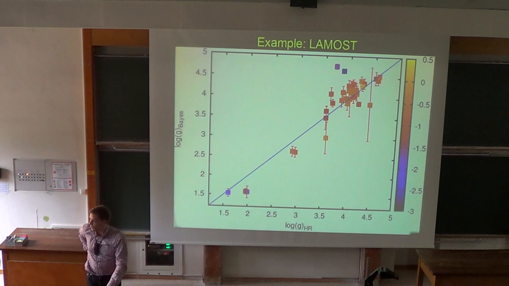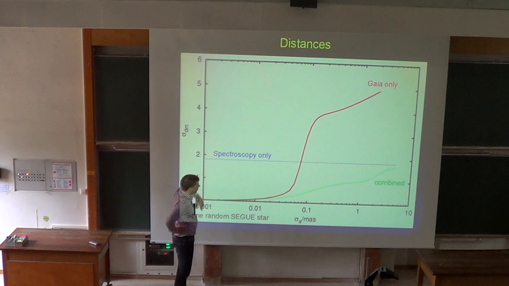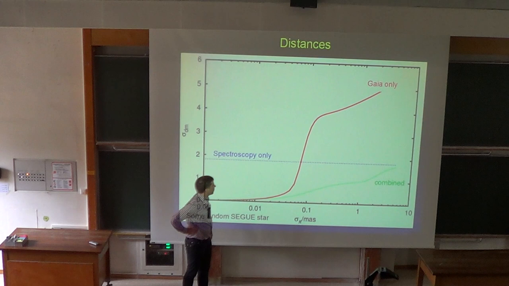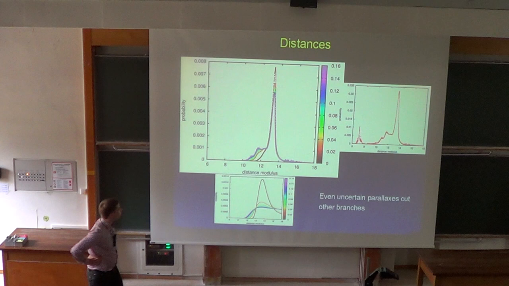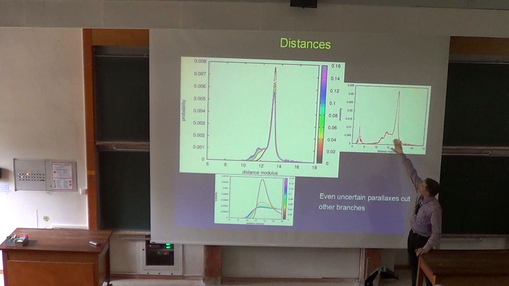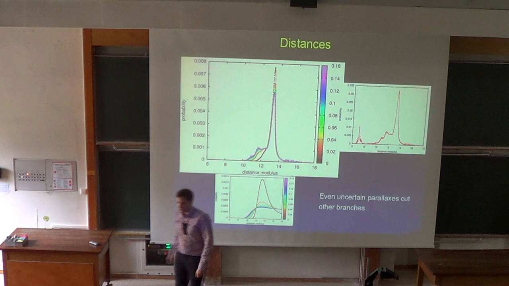Lastly, if you have Gaia, this is just for a random Sequoia star. The distance modulus accuracy that you get down here is better versus the parallax error that you would have with Gaia. And at some point, Gaia parallaxes are just not good, but your distance estimates stay great, or reasonable. This is because if we look at the broad distance distribution for such a star, once we know from Gaia, by the parallax, that the star can't be closer than a certain value, you can cut away all this and you can fit the star onto some stellar branch, even if with uncertainty.